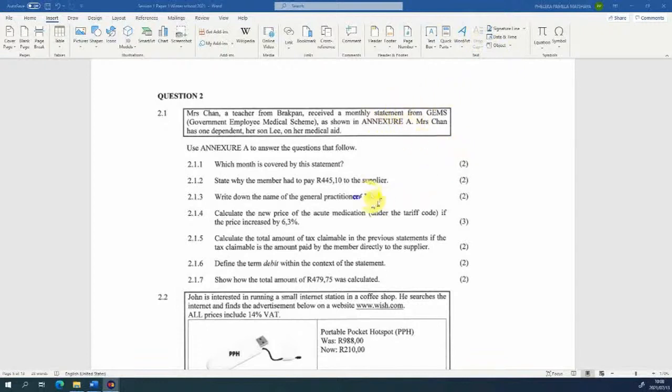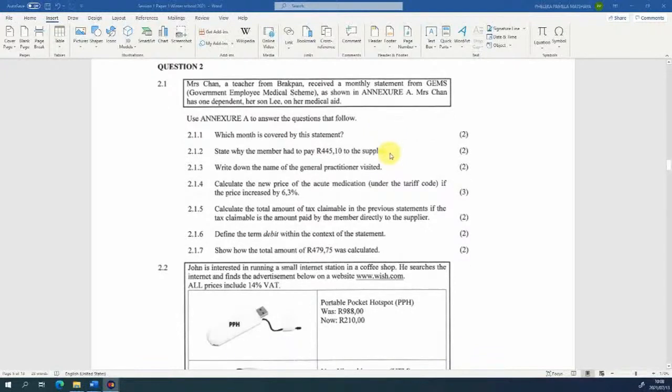2.1.1, which month is covered by the statement? Now you see how important, how much value it is first to make sense of your document, whatever is given to you. So by the time you get into your question, it's much easier to understand and answer. Number 2.1.1, which month is covered by the statement?